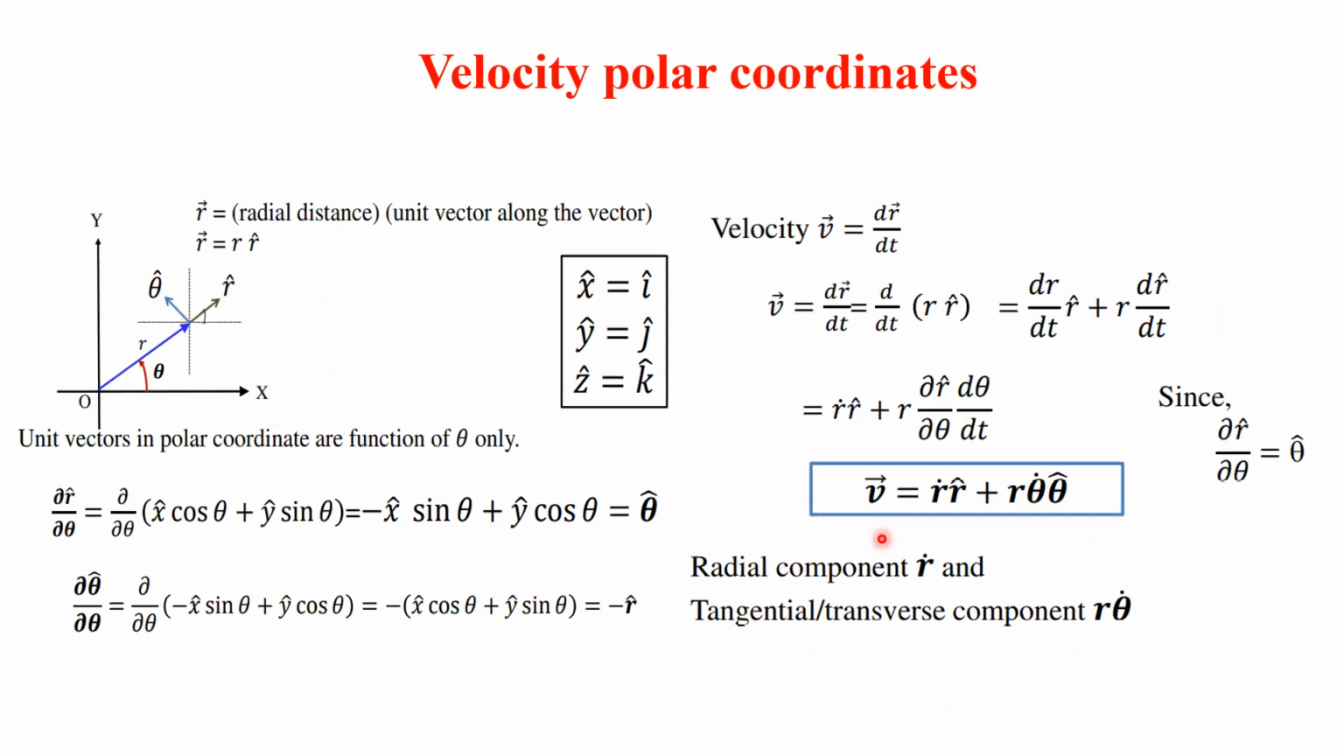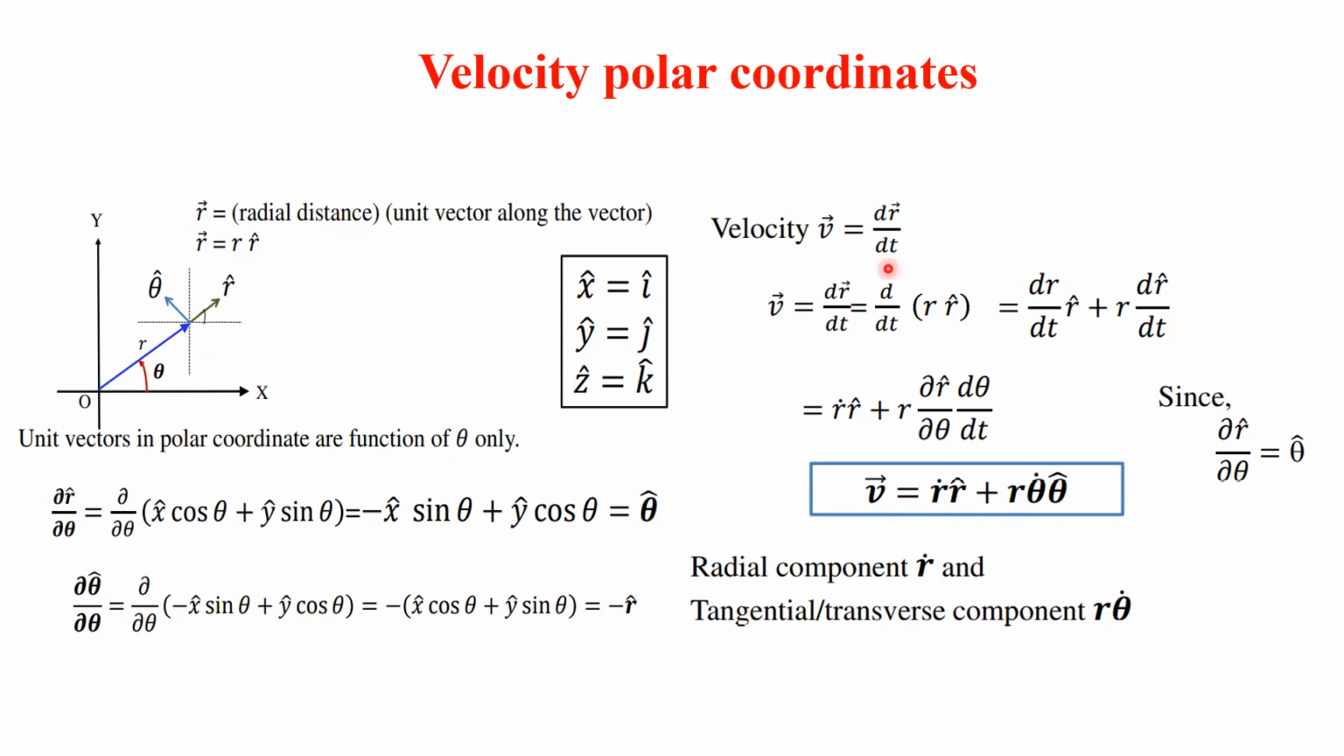So once I know the position vector R, then I can go for the velocity vector in terms of polar coordinates. Therefore, R vector is equal to the radial distance. R vector can be written as R into R cap, and the unit vectors in polar coordinates are functions of theta only. Therefore, dou R cap by dou theta and dou theta cap by dou theta.